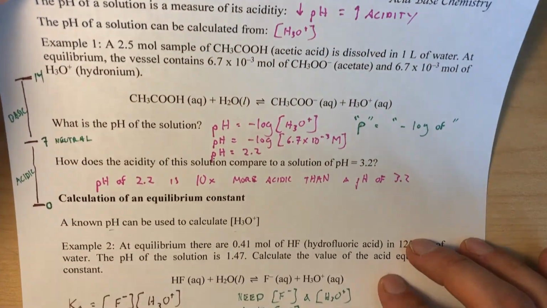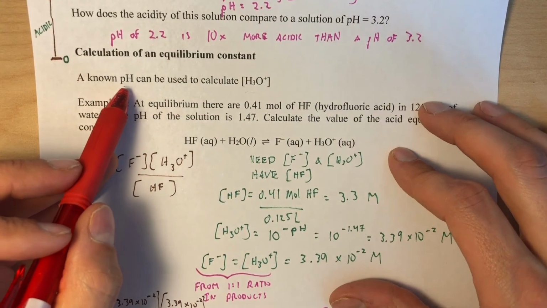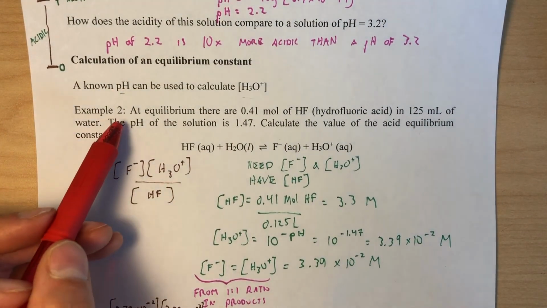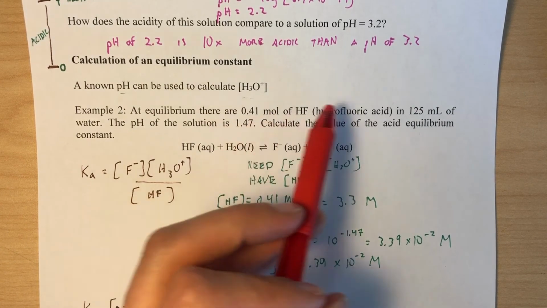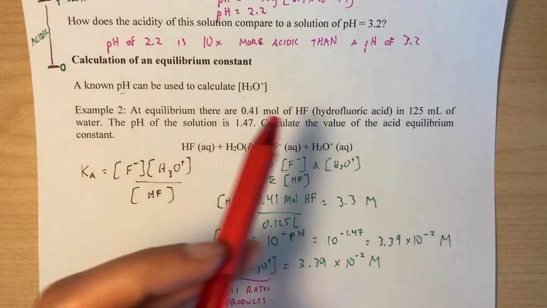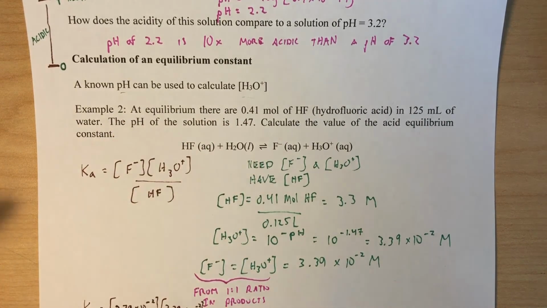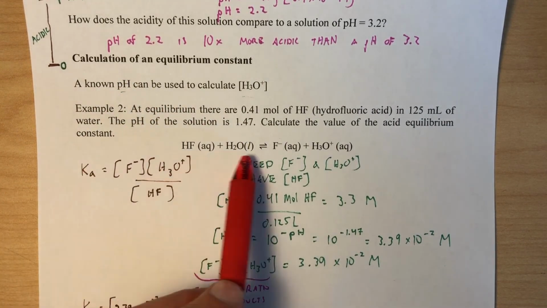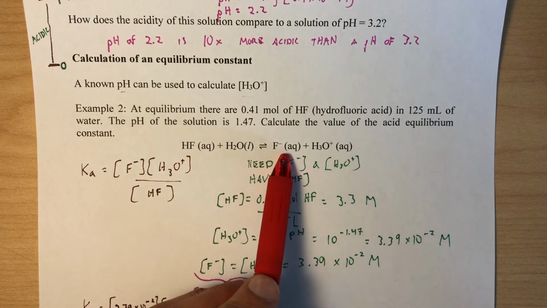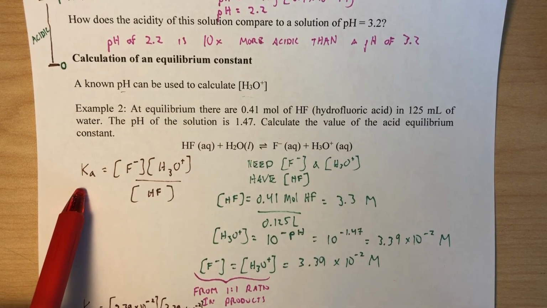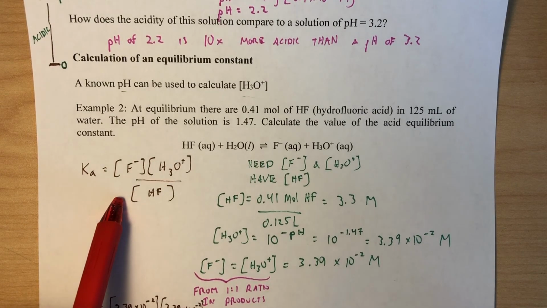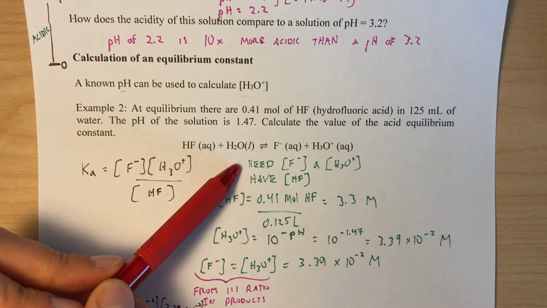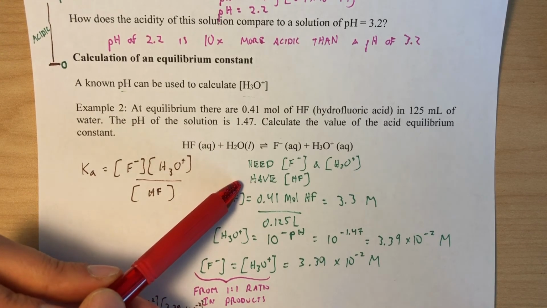Now, let's calculate an equilibrium constant using a known pH. So, in this example, we're looking at hydrofluoric acid. We have 0.41 moles in 125 milliliters of water. The pH of the solution is 1.47. So here's the reversible reaction. Hydrofluoric acid reacts with water to make fluoride and hydronium. Our Ka for this expression is going to be equal to our concentration of our products divided by the concentration of our reactants. We need our fluoride and hydronium. What we have, once we do a little bit of math, is our hydrofluoric acid concentration.